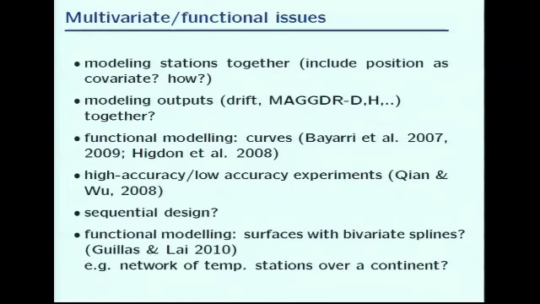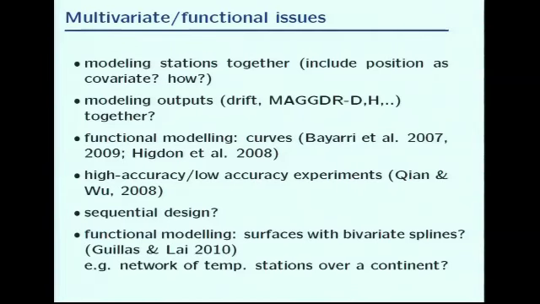Another idea is to, again, borrow strength across locations. We have many more locations than just those two, and those two studies for Appia and Odessa were carried out independently. However, you could say use position as a covariate. How do you do that? Modeling outputs as well together, the drift and this D and H and other outputs together to borrow strength across outputs. Maybe there's some paper that I missed that addresses that.